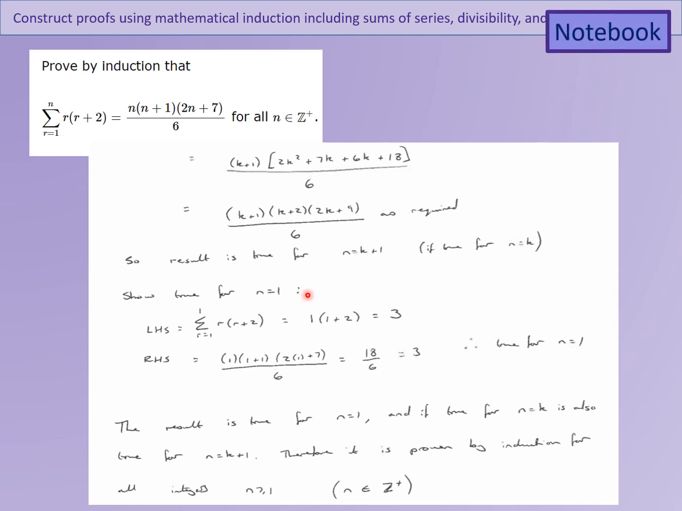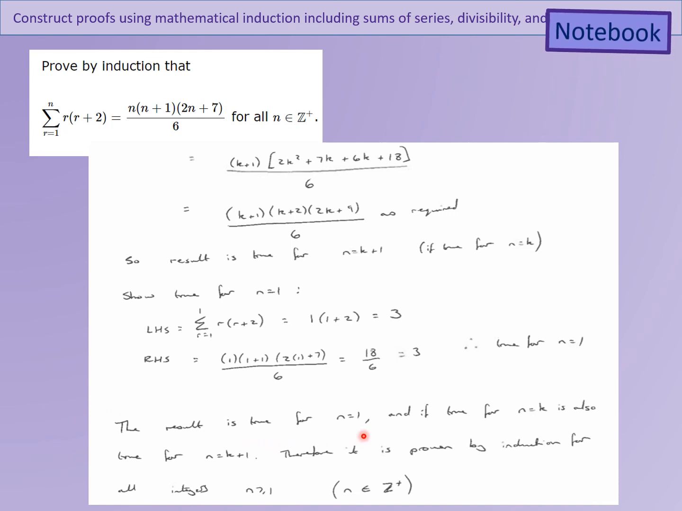We're now going to start it off by showing that it's true for n equals 1. So the left-hand side of the rule, if we substitute in n equals 1, it's just one term. It's going to be 1 times 1 plus 2, which is 3. The right-hand side, we're just going to put 1 in for each of the n's. If we do this, we end up with 18 over 6, which is also 3. So because we've got the same answer on both sides, we can conclude the rule is true for n equals 1. And then we need the all-important conclusion here.